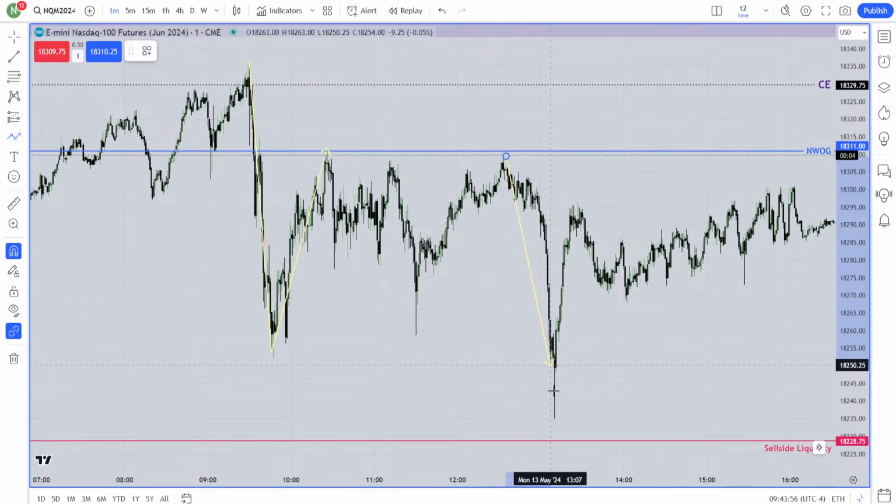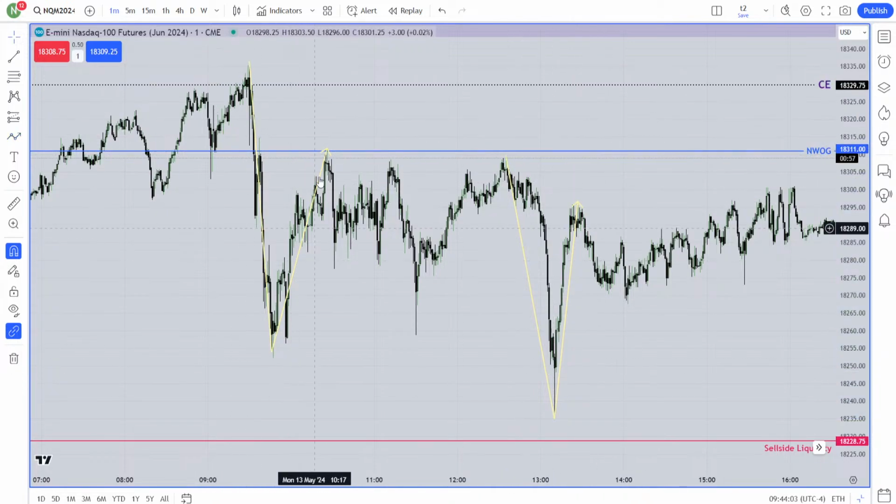But look over here what happened. It went lower. Just keep watching, okay, and come here. This move and that move are the same.